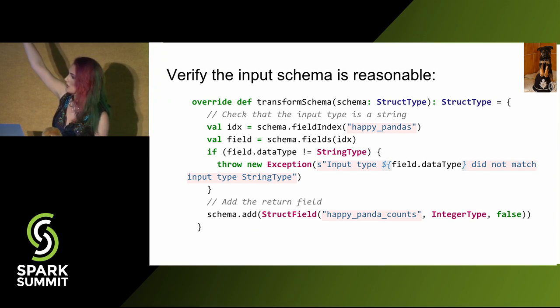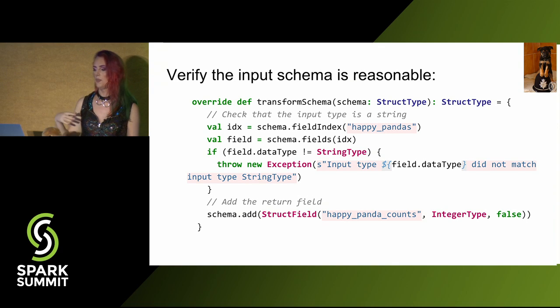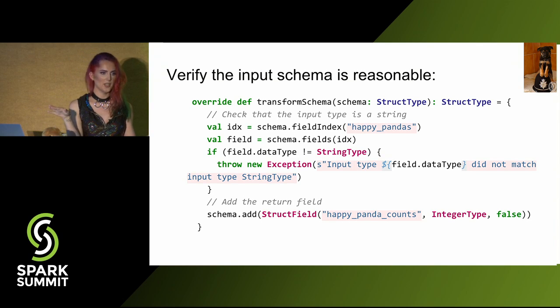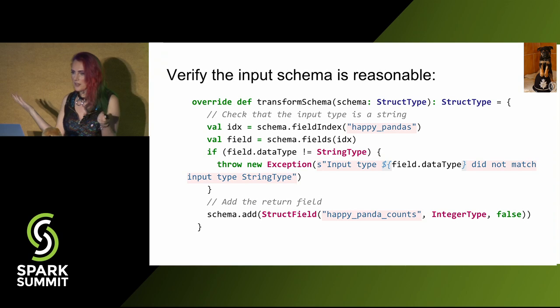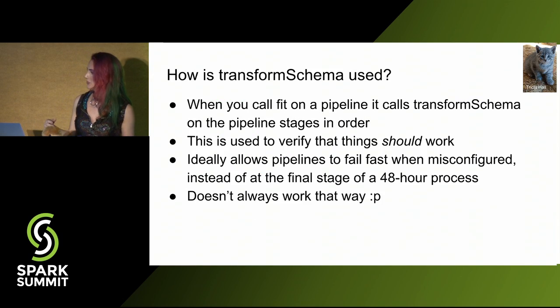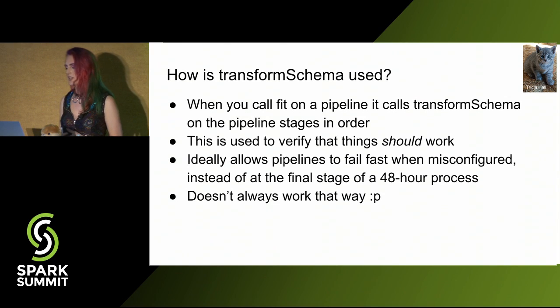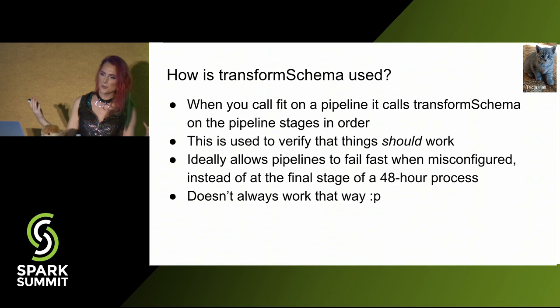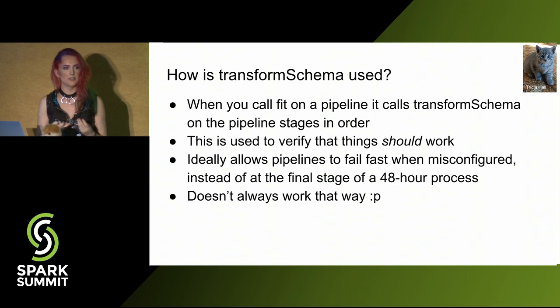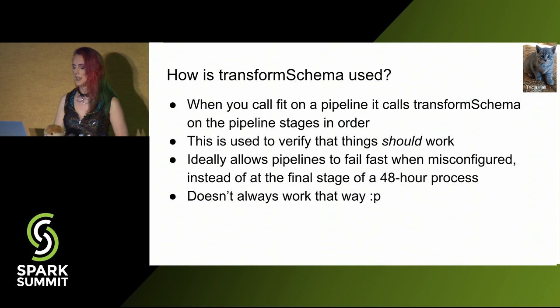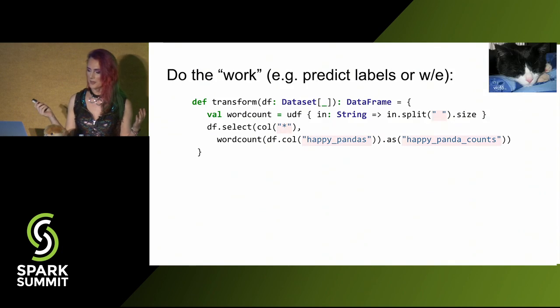And so here we say, I have some input, I care about happy pandas, and if there's no information about happy pandas, then there's no point in even computing this data. Because if there's no happy pandas, what is the point of life? Yeah. Right, so this is used to verify that things should work, and ideally it means that our jobs won't fail halfway through. In practice, we still have jobs that sometimes fail halfway through, but this does catch a lot of errors, so it's important to do right.